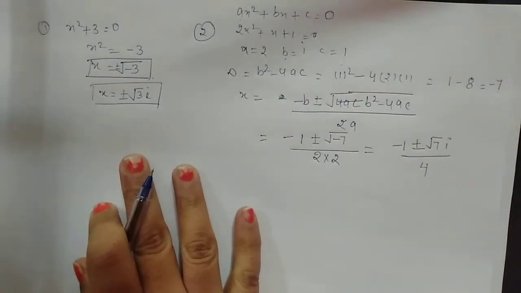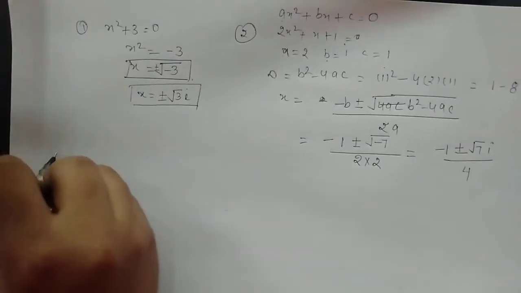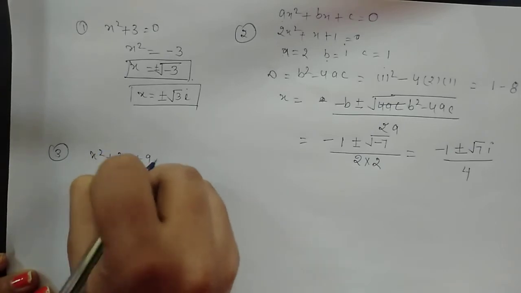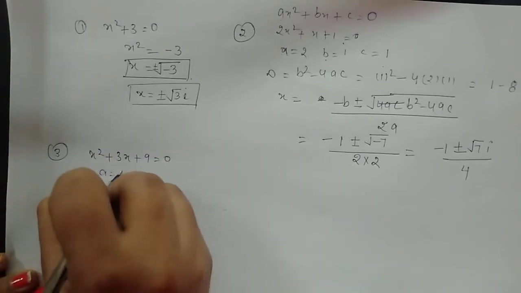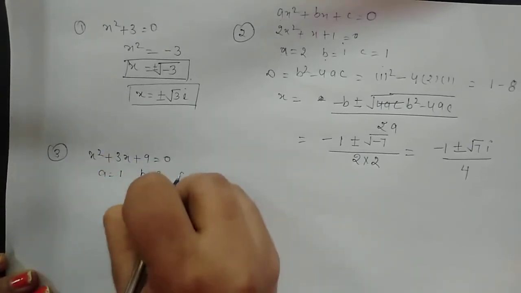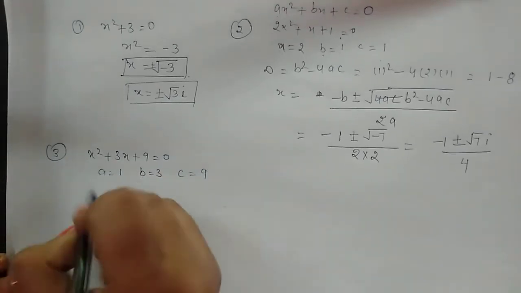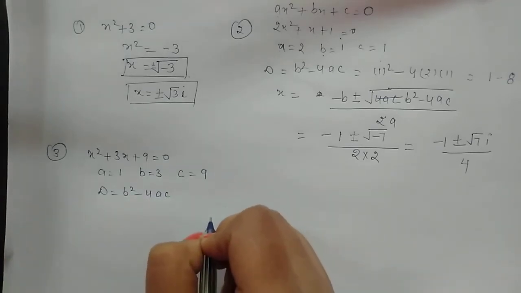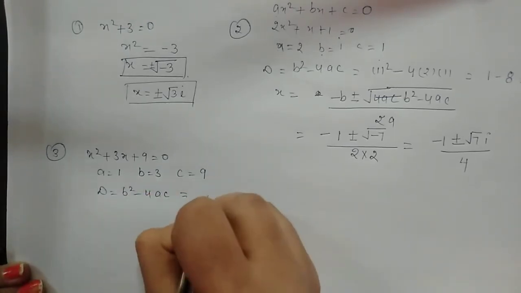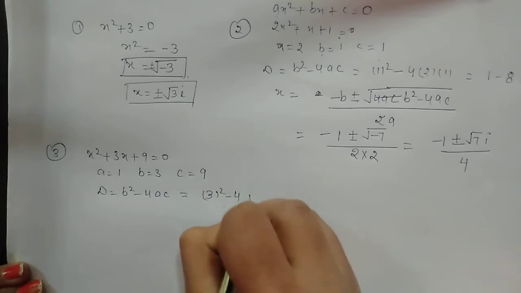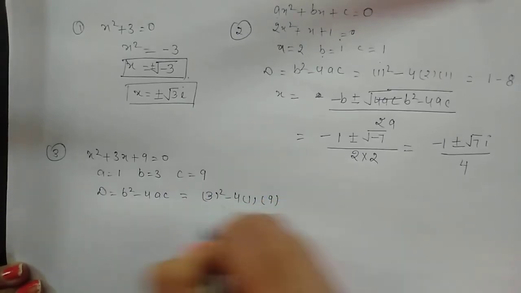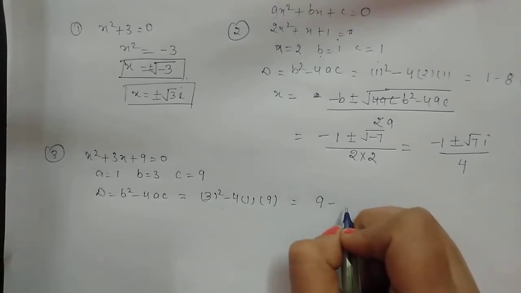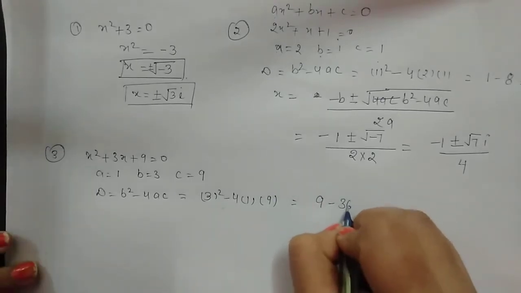Now question number 3 is x square plus 3x plus 9 equals to 0. Here we have a equals to 1, b equals to 3 and c equals to 9. Again we check d equals to b square minus 4ac, whether the value is less than 0 or not. b square is 3 square minus 4 into 1 into 9. So we get the value as 9 minus 36.